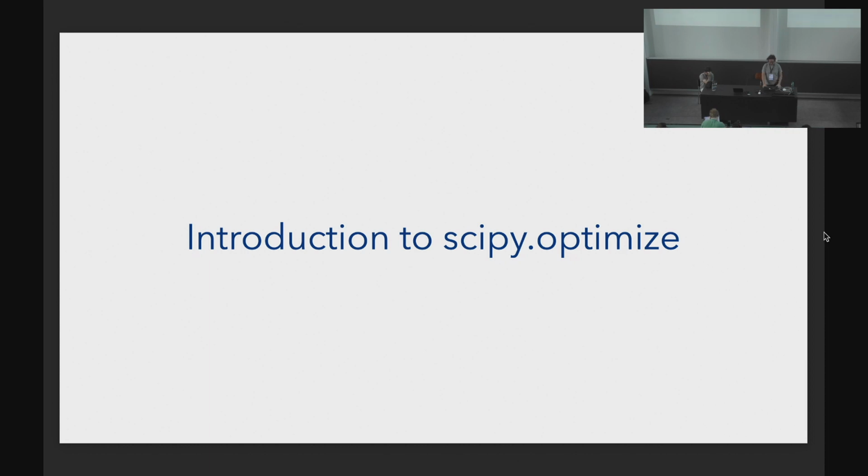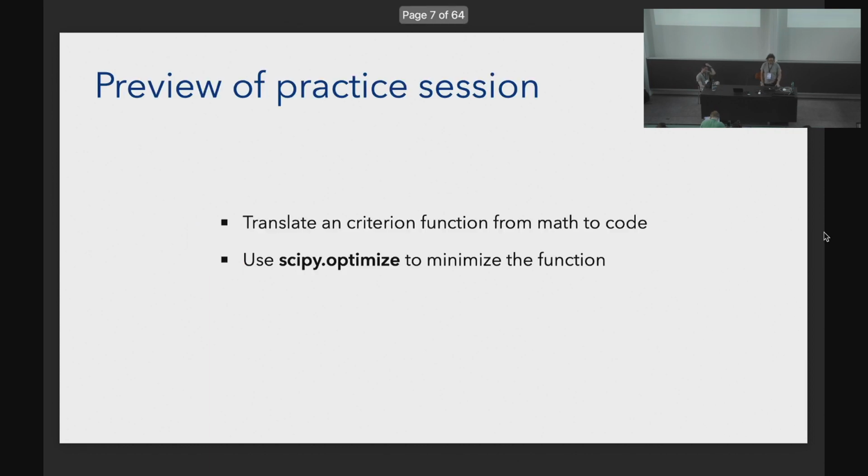So first, we do an introduction to scipy.optimize, and the practice session is going to consist of two things. First, you get the math equations of one objective function that we want to minimize. You translate this math notation into Python code, and then you use scipy.optimize to minimize the function, and later check whether you got to the right solution.